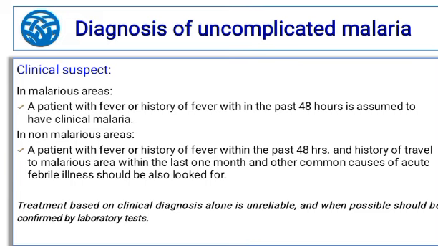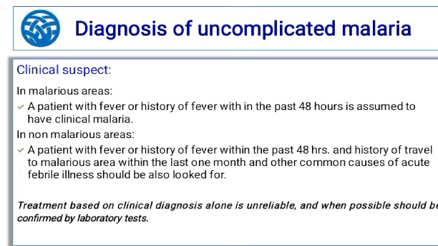Diagnosis of uncomplicated malaria. Clinical suspect. In malarious areas, a patient with fever or history of fever within the past 48 hours is assumed to have clinical malaria. In non-malarious areas, a patient with fever or history of fever within the past 48 hours and history of travel to a malarious area within the last 1 month is suspected, and other common causes of acute febrile illness should also be looked for.